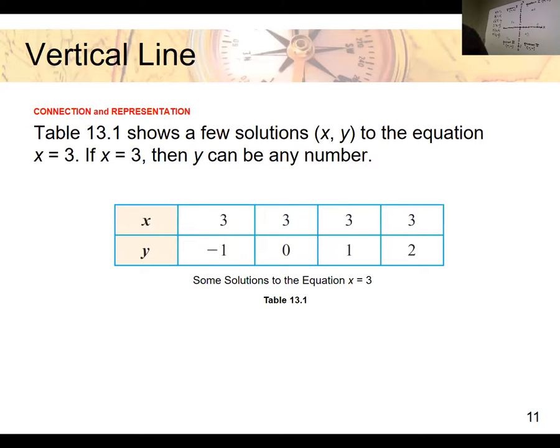Now if you notice, here we have a table of a few solutions, x, y, to the equation x is equal to 3. So in this case, if I let x be 3, then that means that y can be any number of my choosing, because the x coordinate is always going to be 3 here, because it does say x is equal to 3. So y can be anything I want, like -1, 0, 1, and 2.